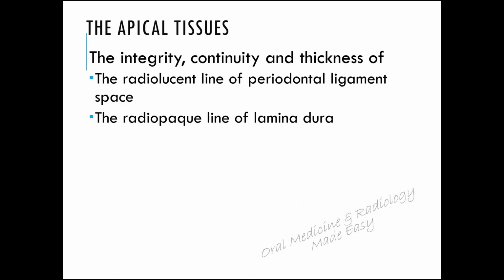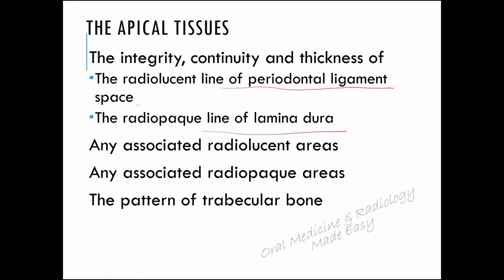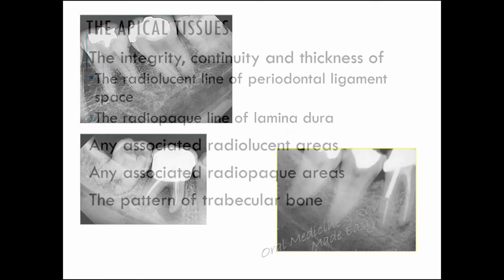After interpreting crown and root, next is the most important part of this radiograph, that is the periapical region. So, check the integrity, continuity and thickness of the radiolucent line of the periodontal ligament space and the radio-opaque line of lamina dura, and also any associated radiolucent areas which may be because of periapical abscess, periapical granuloma or periapical cyst. Also, associated radio-opaque areas may be because of condensing osteitis or any other different lesions. Also, check for the pattern of trabecular bone.